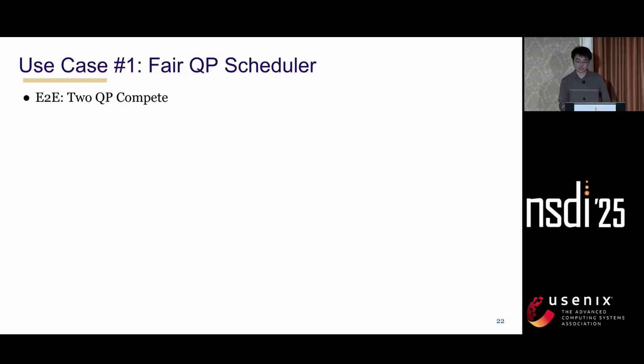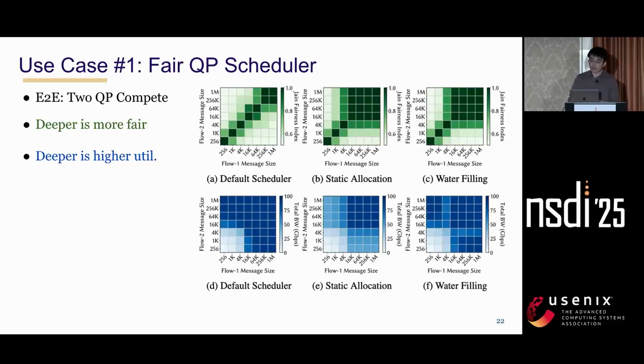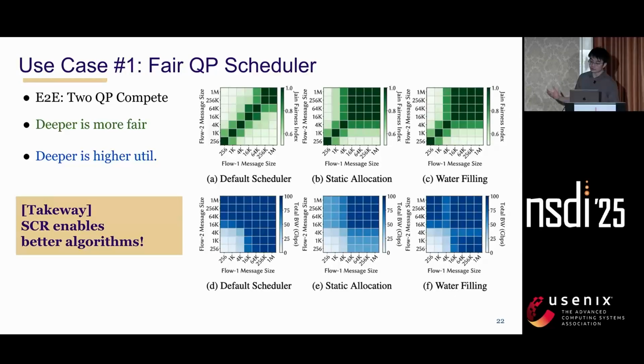Over a real hardware testbed, we run end-to-end tests with 2 QPs. X-axis is one flow, Y-axis is another flow, and we have 2 metrics. Deeper green is more fair, deeper blue is higher utilization. We can see that water filling is more fair and achieves high utilization. Actually, compared with algorithm optimality, we highlight the flexibility and expressiveness of our framework.